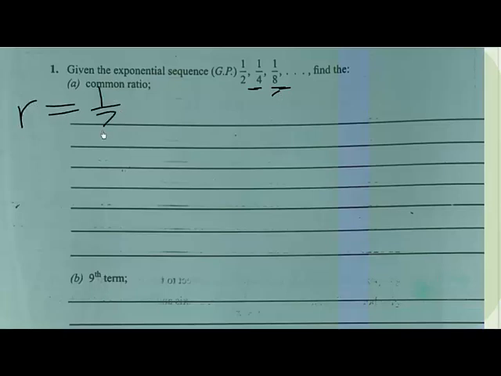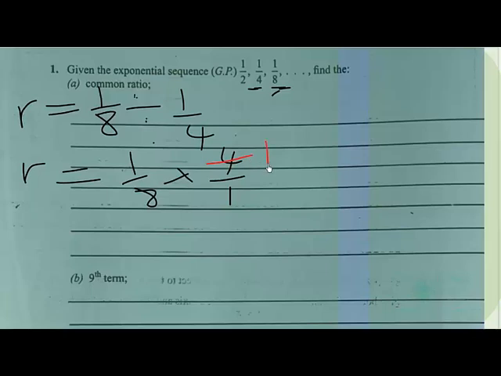So 1 over 8 divided by 1 over 4. Someone can also use 1 over 4 divided by 1 over 2. You get the same result. So R will be equal to 1 over 8 times 4 over 1. This simplifies: 4 goes into itself once, and it goes into 8 two times. So the common ratio is 1 times 1 is 1, then 2 times 1 is 2. So the common ratio is 1 over 2.